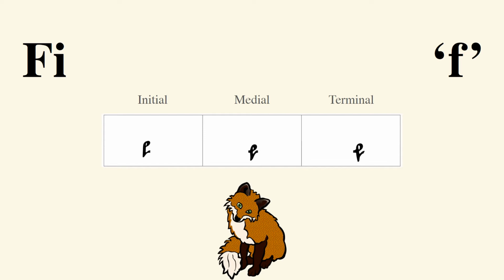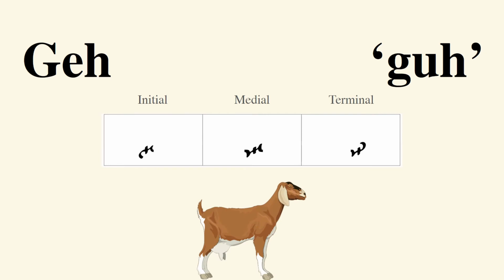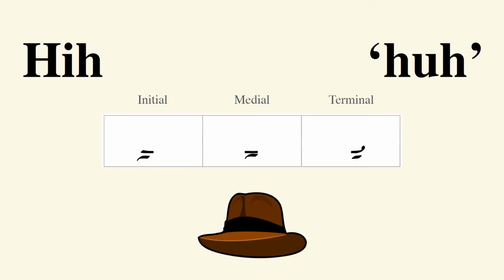Next we have fi, the f sound, as in fox, makes the f sound, as in fox. Ge makes a g sound, as in goat. He makes the h sound, as in hat.